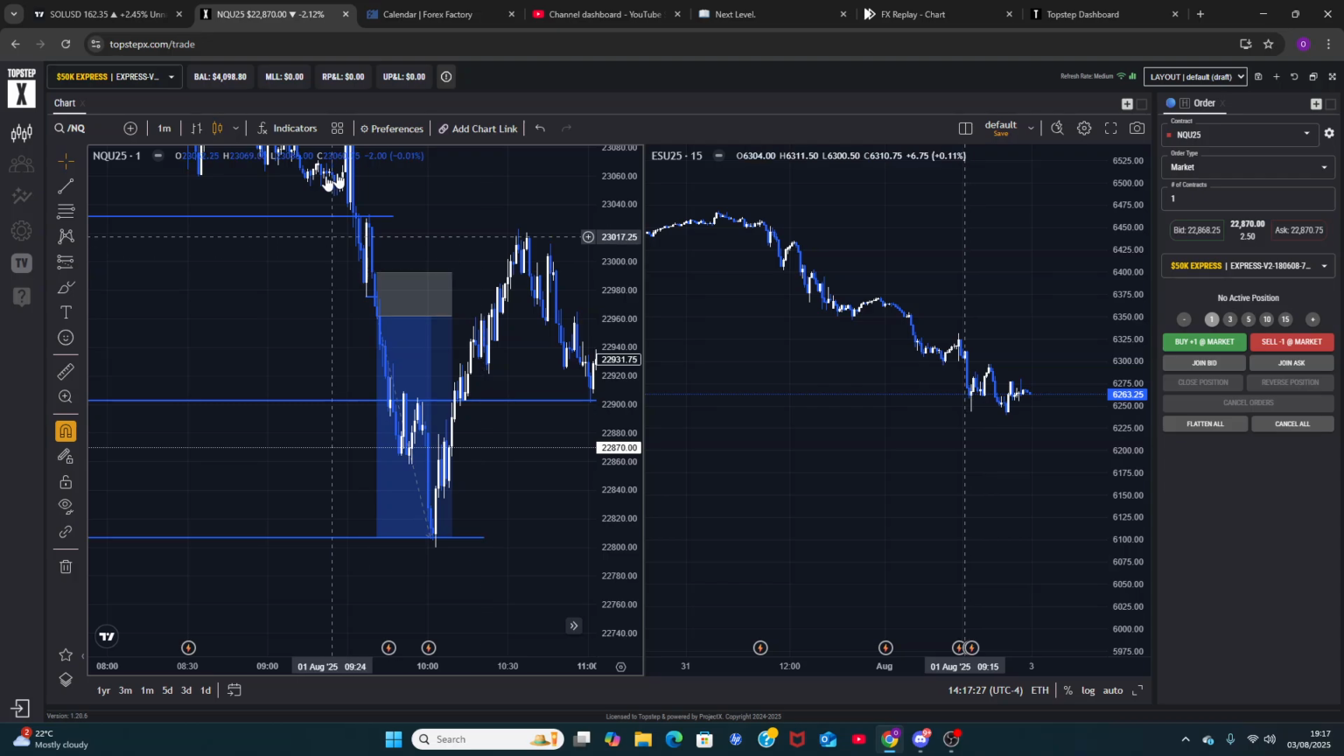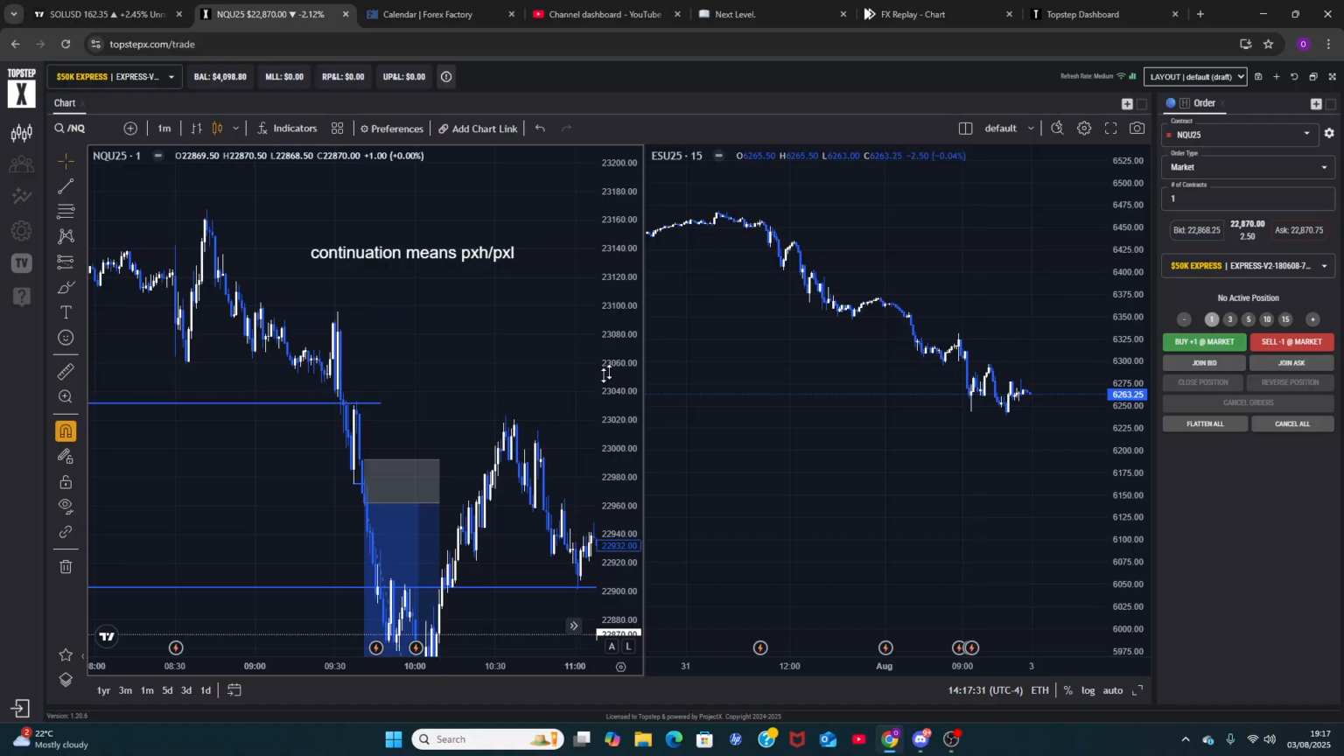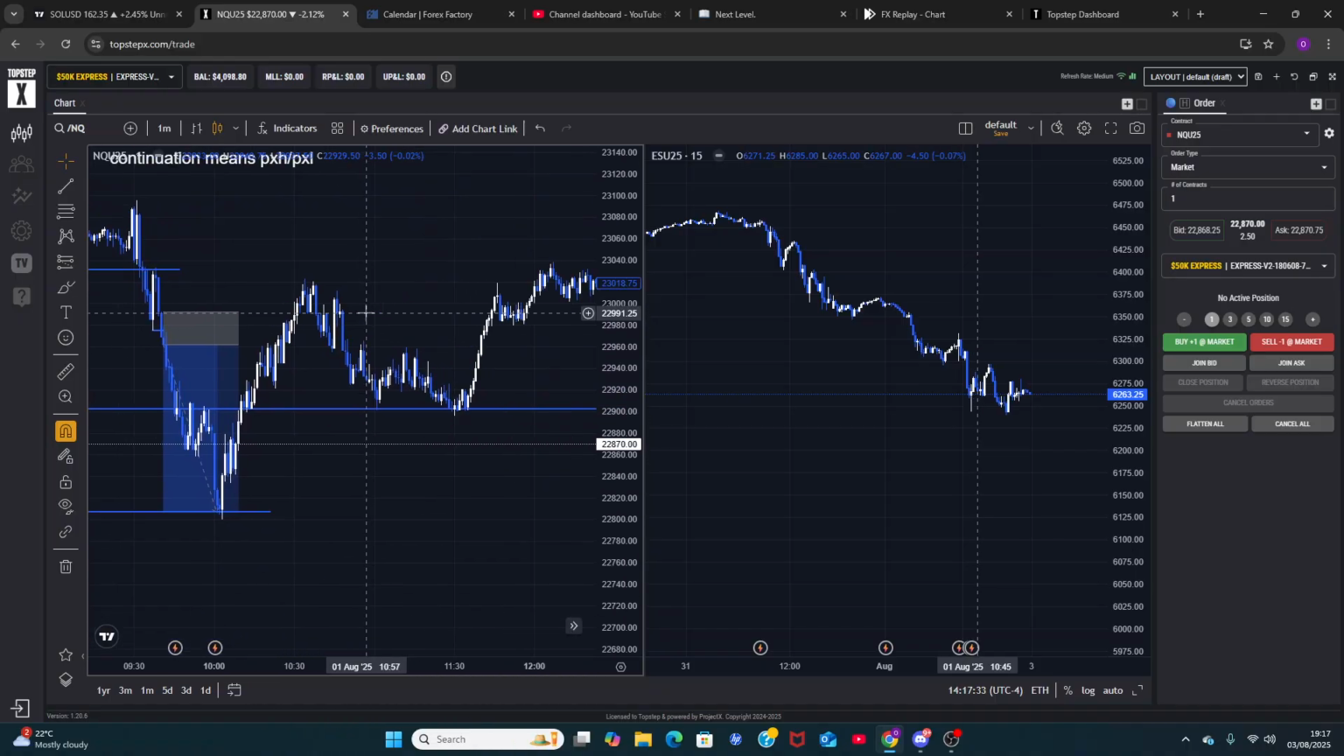Price does four things. It seeks liquidity, displaces through it, generates liquidity, manipulates, and what's the word? What's the other word for it? This other one as well, I forgot. It fills imbalances, right?